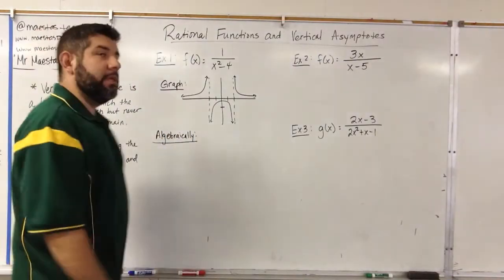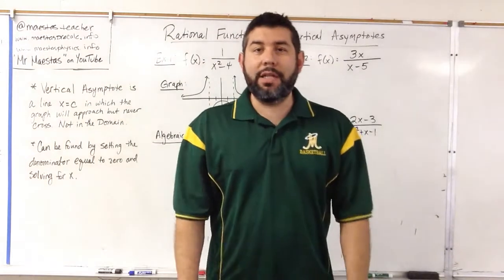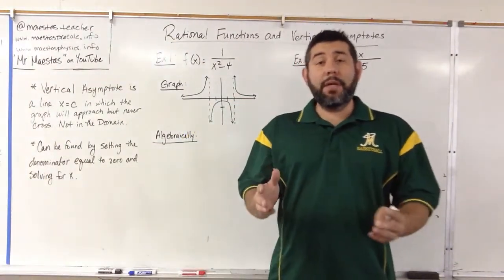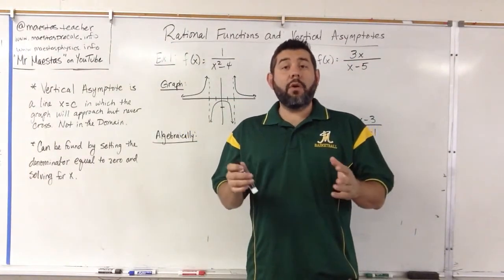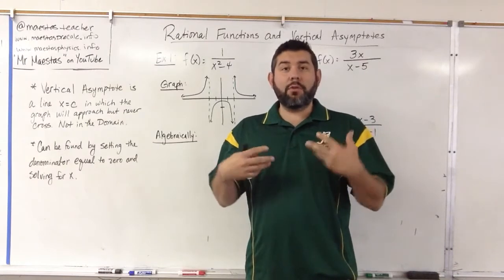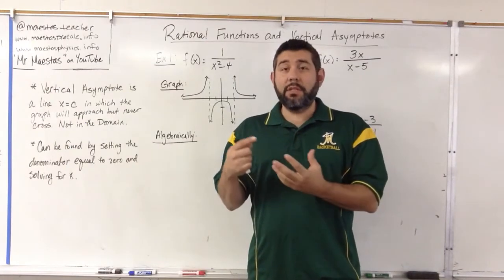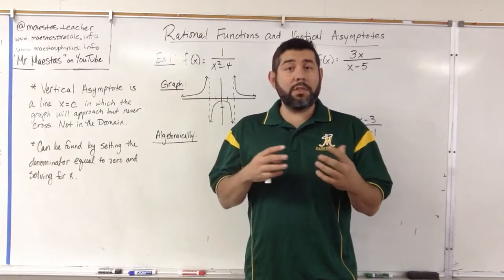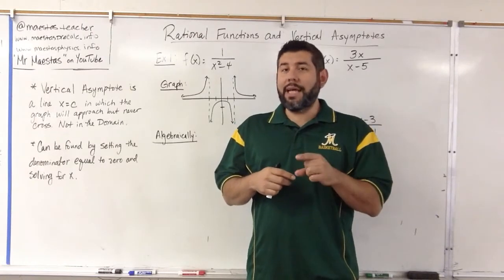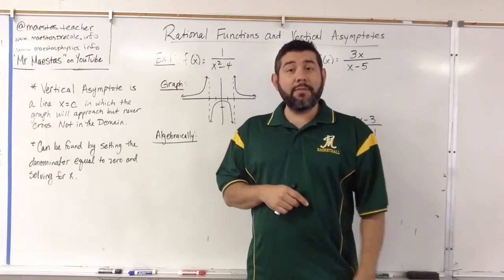So just a couple of notes. What is an asymptote? Well, an asymptote is something that cannot be crossed or doesn't really cross. The graph itself doesn't cross the asymptote because it's not in the domain or it's not in the range. Horizontal asymptotes are a little bit different. We'll talk about those in the next video.